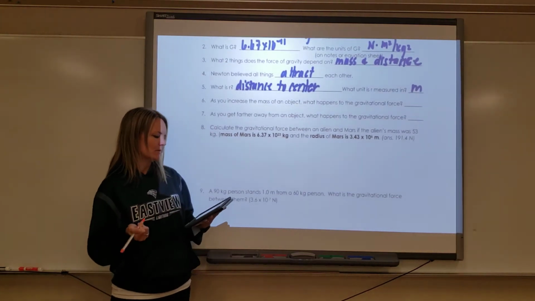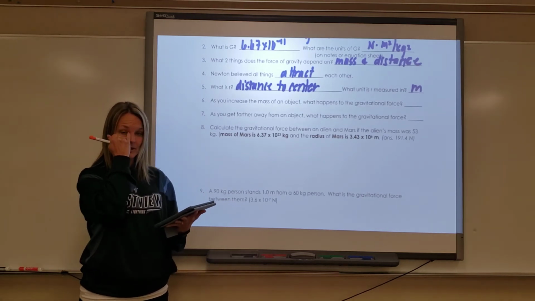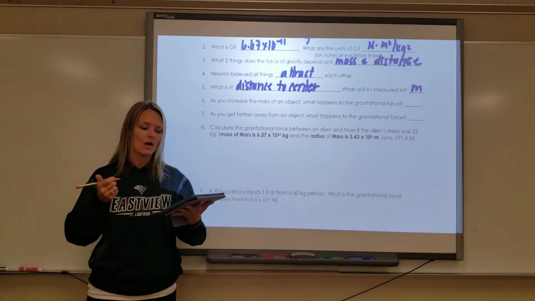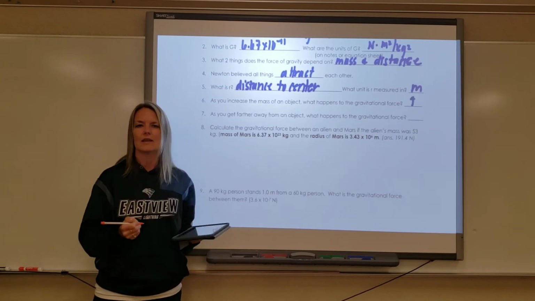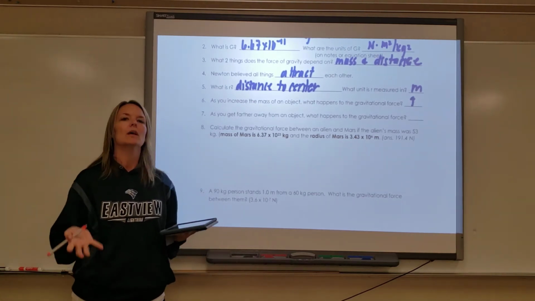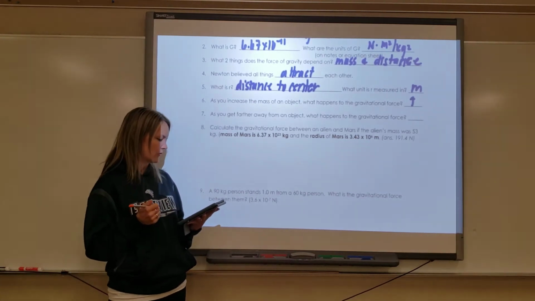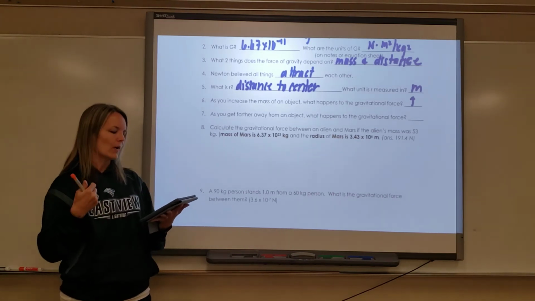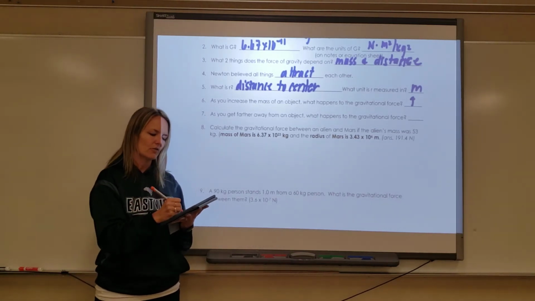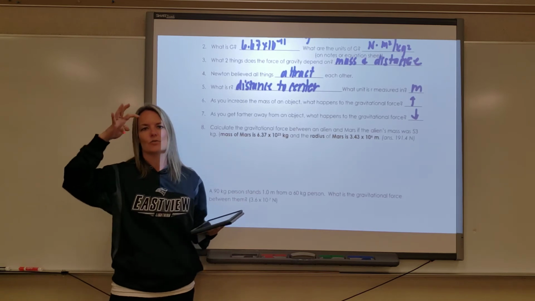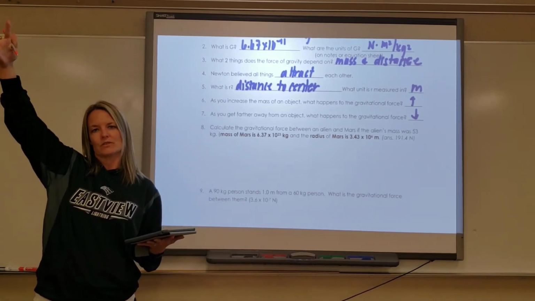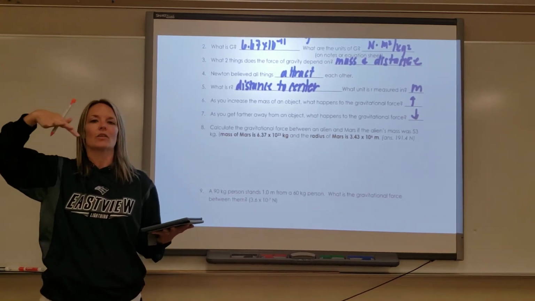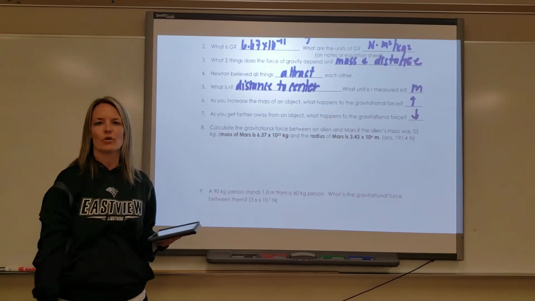If you increase the mass of the object, what happens to the gravitational force? The bigger you are, the more force you make. The sun is much more massive than the earth. It makes more gravity, more gravitational force. As you get further away from an object, the gravitational force decreases. So the farther away from the surface of the earth or the center of the earth that you go, the less gravity that you'll feel.